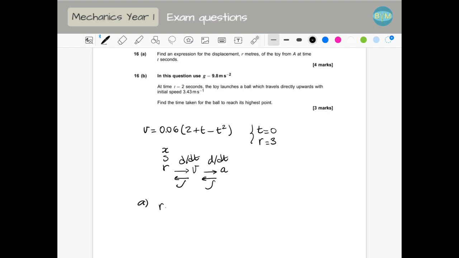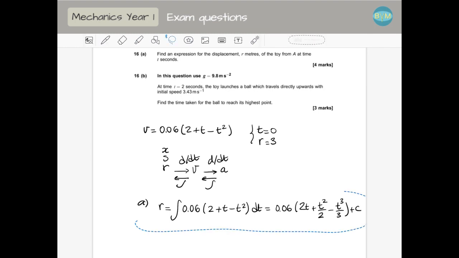So for part A, to find r, I'm going to integrate 0.06(2 + t - t²) dt. I can take the 0.06 out and then integrate each part. So I have 2t. This one, when I integrate, I add the t. This one goes up by 1 and divide by 2, so plus t²/2. And the last one is minus t², so I add 1 and divide by 3, and then I will have a constant of integration.